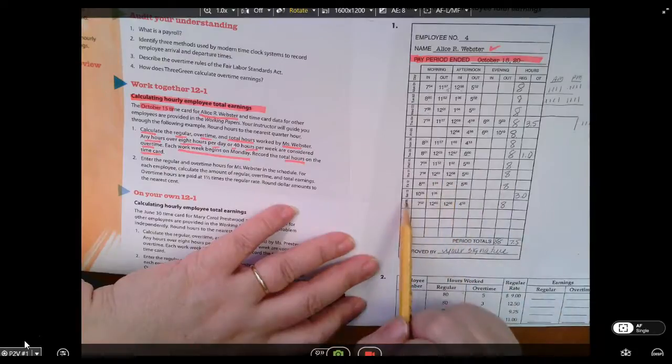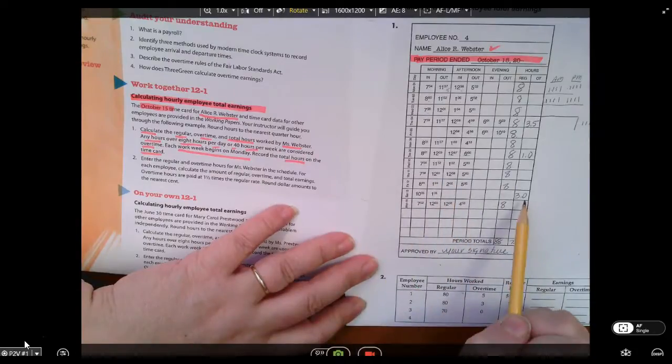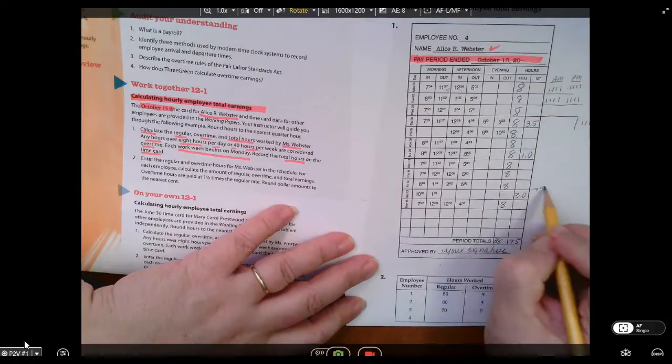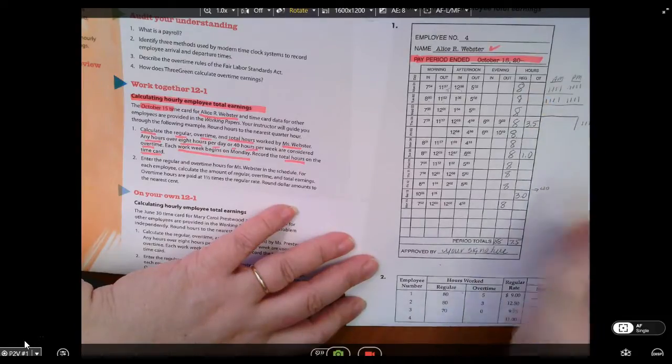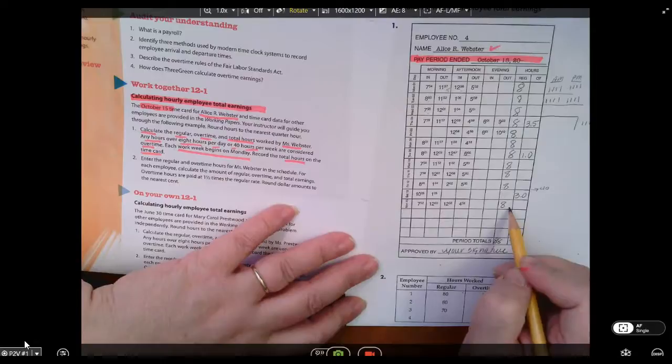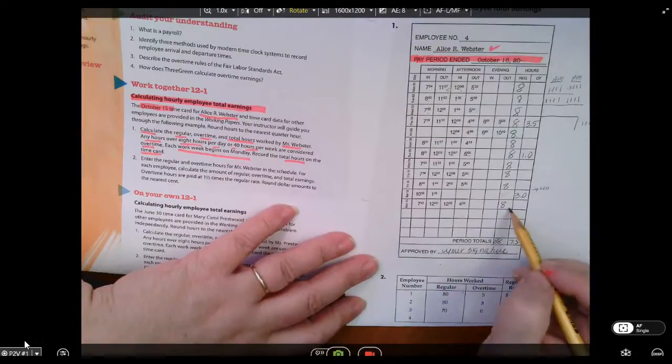Now it's interesting, on Saturday the 13th, she worked just 3 hours. 2, 3, 4, 5, 6, 7, 8, 9, 10. This put her at her 40 hours, which meant these 3 hours that she worked on Saturday, overtime, this was regular time. Interesting how they did it.